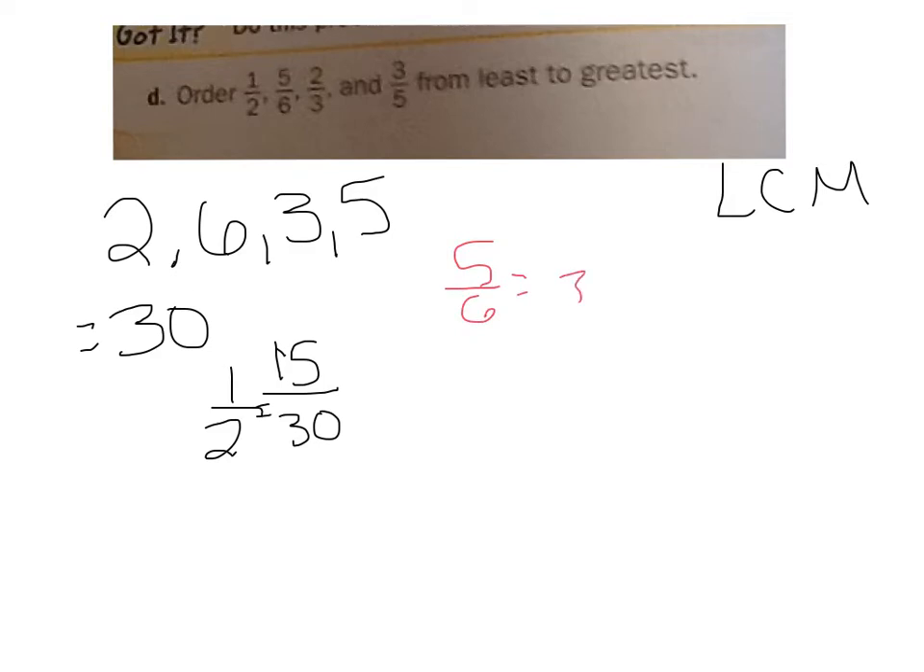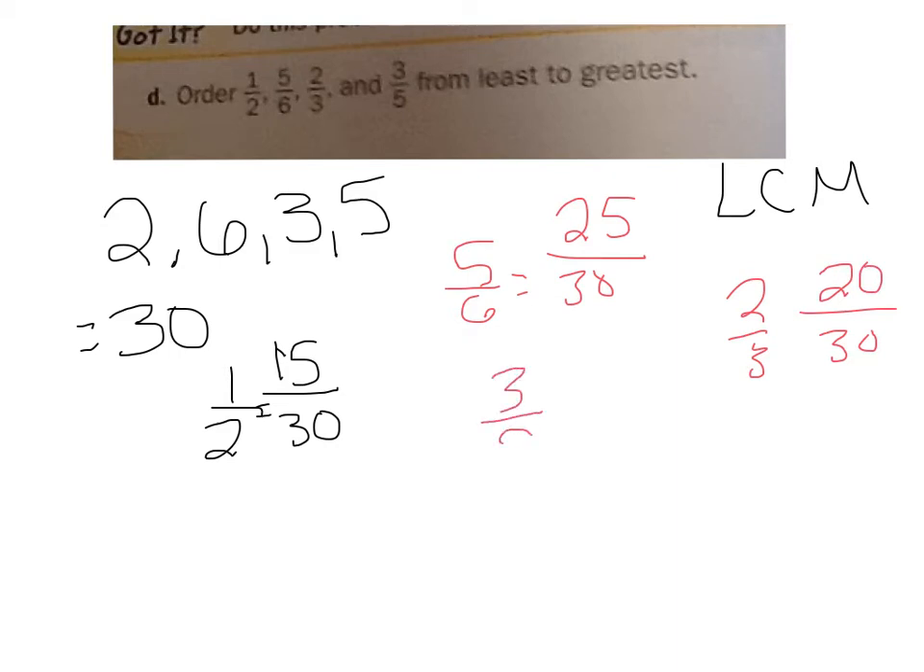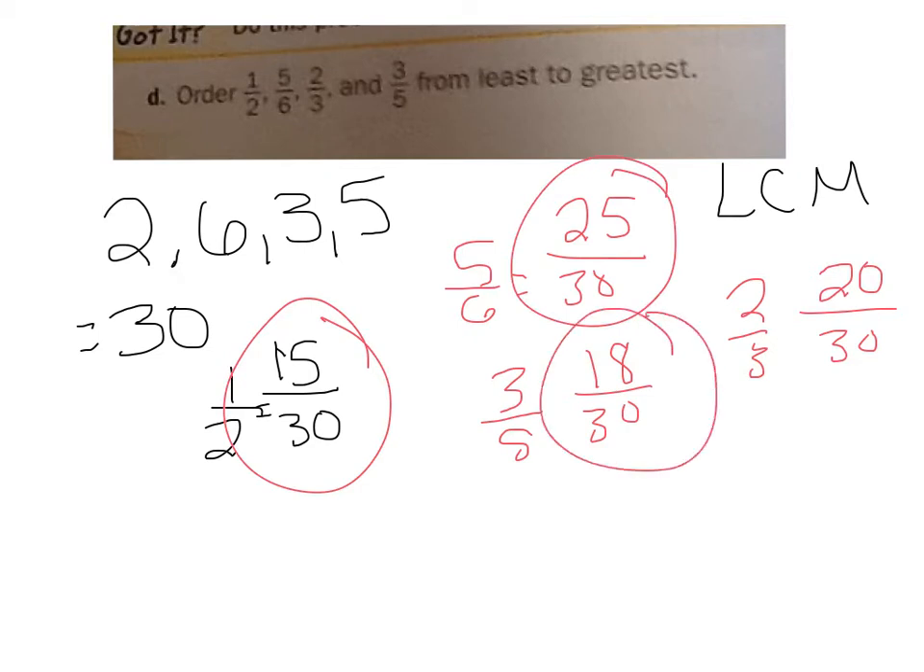5/6 into 30. 6 goes into 30, 6 times 5, so I do 5 times 5, which is 25. 2/3 into 30. 3 times 10 gets me 30, so 2 times 10 is 20. 3/5 into 30. 5 times 6 is 30, so 3 times 6 is 18. So I have 15 over 30, 25 over 30, 18 over 30, and 20 over 30. Notice it's a lot easier to order them now that they all have the same denominator.